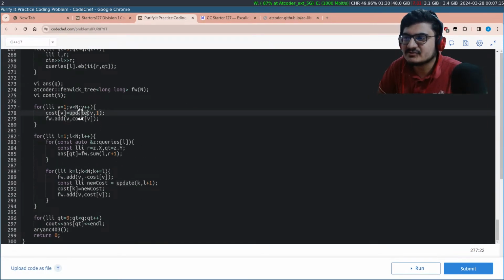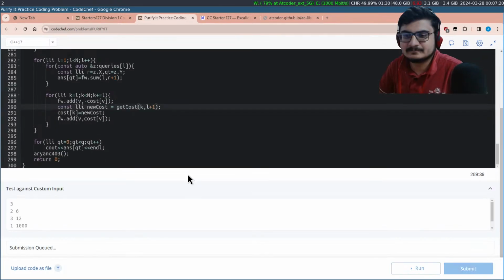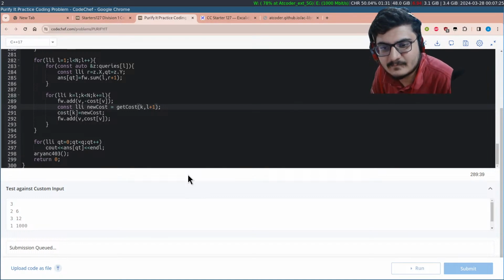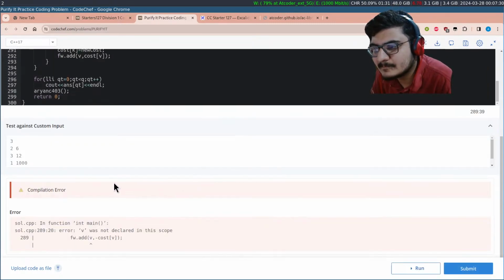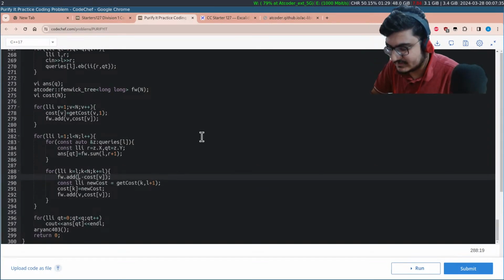Instead of update, this should be get cost, updated cost. When I want to remove L, all the numbers should be at least L plus 1. And this, instead of V, should be K here.